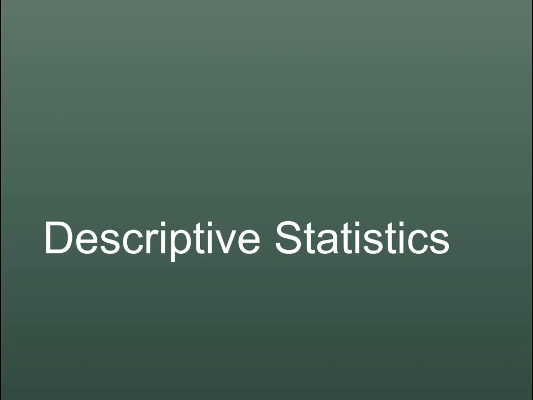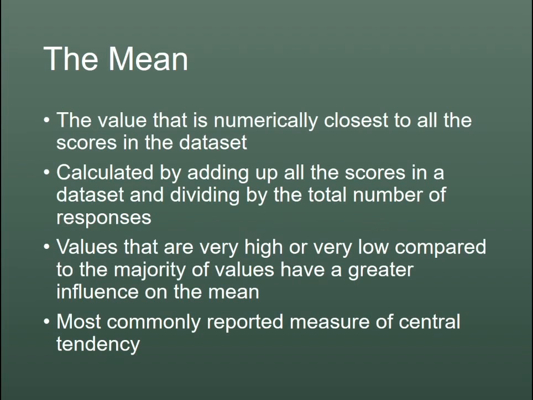Descriptive statistics are used to summarize and describe a set of data for a variable. One of the most common descriptive statistics is the mean. This is a value that's numerically closest to all scores in the data set. You calculate it by adding up all the scores and dividing by the total number of responses. Values that are high or low compared to the majority of values have a greater influence on this mean, but it is the most commonly reported measure of central tendency.